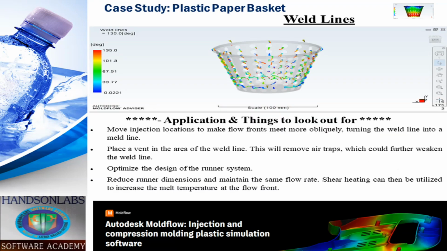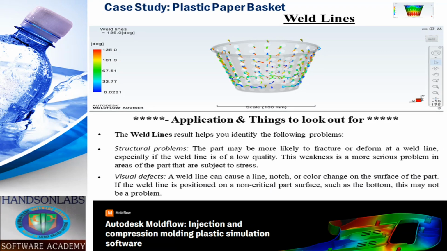Still under the weld lines, applications and things to look out for. Move the injection locations to make flow fronts move more obliquely, turning a weld line into a melt line. Place vents in the area of the weld line, which remove air traps that could further weaken the weld line. Then optimize the design of the runner system. Reduce runner dimensions and maintain the same flow rate. Shear heating can then be utilized to increase the melt temperature at the flow front.